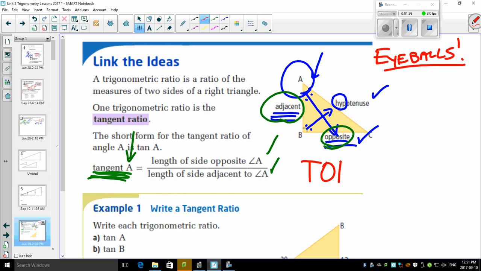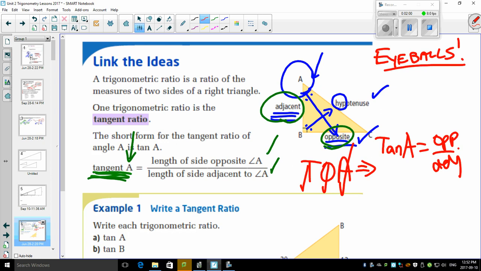Now, one of the things I gave you in the last podcast was a lovely little acronym: TOA. All this really means is that your tangent is opposite over adjacent. It allows you to remember this. So tan of the angle, and in this case it's angle A, is opposite over the adjacent. And I know what you're saying: what about the hypotenuse? Well, in tangent, we don't really need the hypotenuse. Yes, we will eventually go back to the hypotenuse, but not for tangent, not at this point.